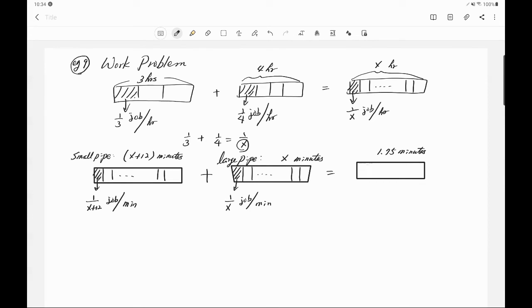If they work together, it takes how many minutes? 1.75 minutes, right? So each piece is the work done per minute. So 1/1.75 is the amount of each piece, so this much of the job will be done per minute. So we can write an equation: 1/(X plus 12) plus 1/X equals 1/1.75. This is the equation so that we can find X.